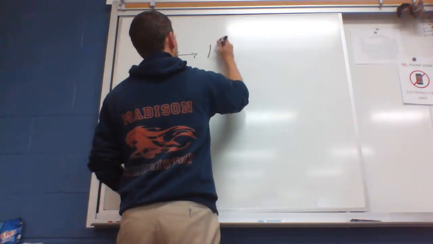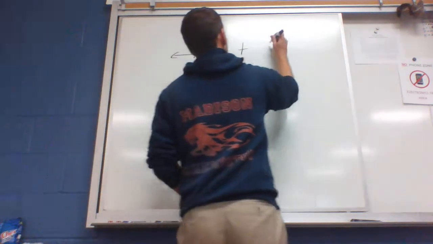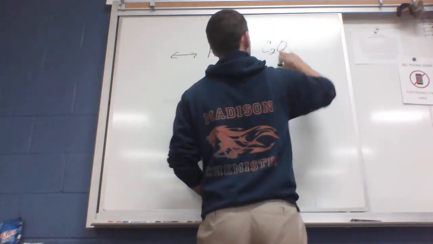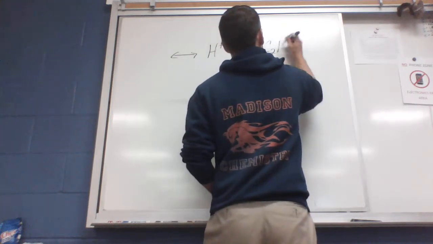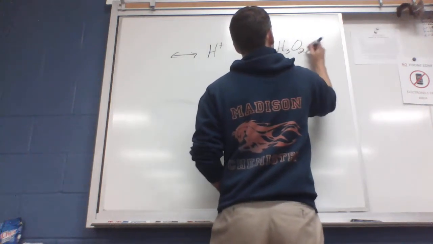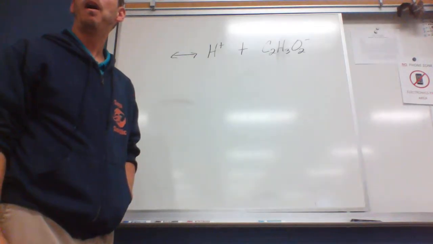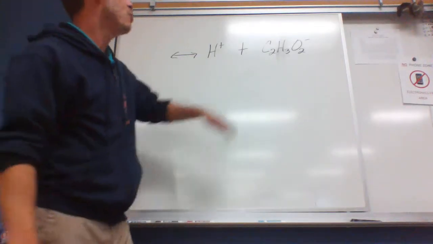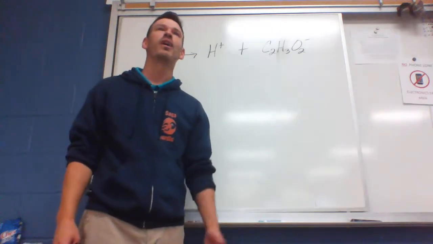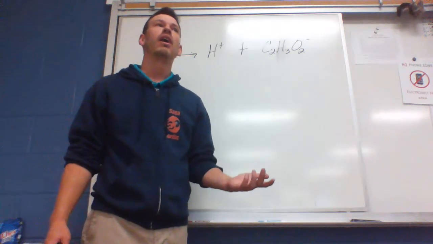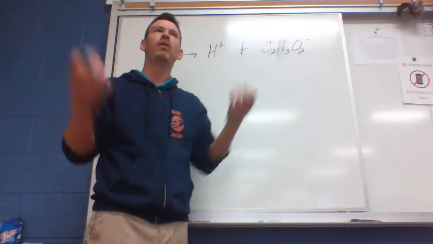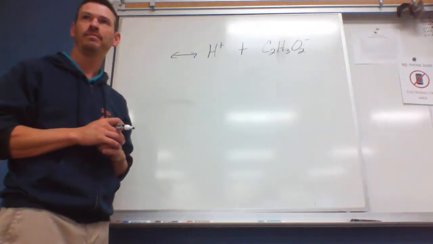H plus C2H3O2. That. Whoa. Perfect. All right. Now, if you can't see acetate in there because you don't know your ions, then that's an issue. All right. But yeah, remember, it just breaks into its two parts, hydrogen and acetate.